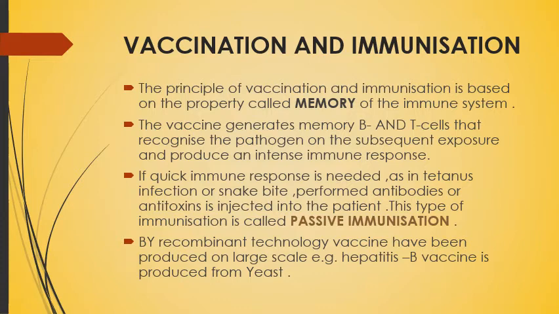This type of immunization is called passive immunization. As we said, that is the passive immunity. By recombinant technology, vaccines have been produced on the large scale. For example, hepatitis B vaccine is produced from the yeast, and nowadays we are also searching for the vaccine of coronavirus by the same recombinant technology.